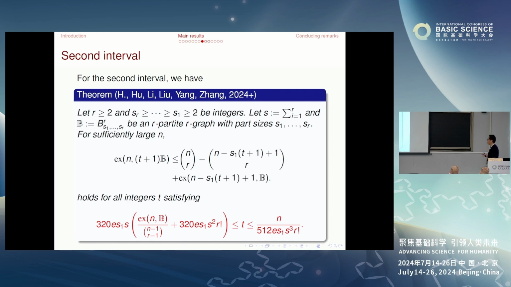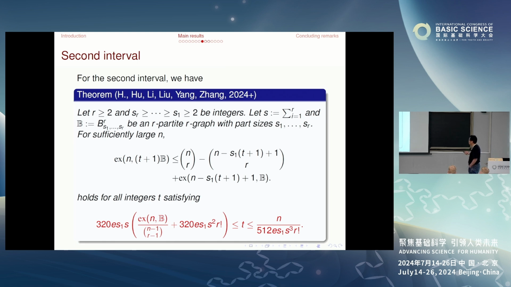For the second interval, we have this result. We don't know exactly the Turán number of this one, but we have the upper bound, and the upper bound is something like this. We always have the Turán number at least this one and at most this one. This is called the middle interval.